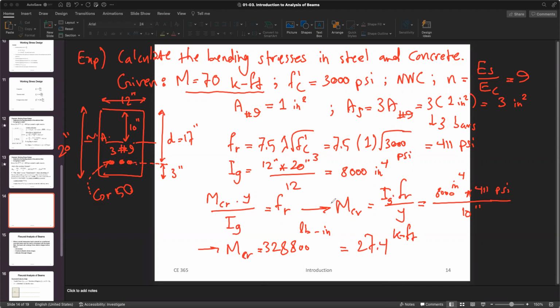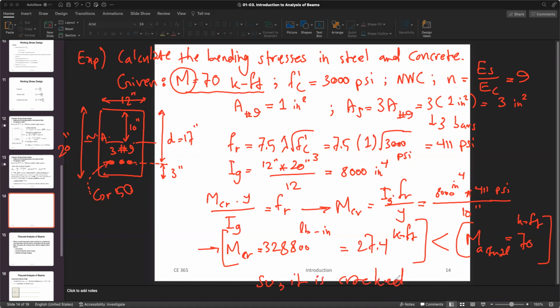So what is your actual moment here? 70. As you can see, your actual moment in the system, in your structure, is 70 kip-foot. All right. So what is your natural conclusion? Your cracking moment has been found to be less than your actual moment. Actual moment is much higher. It already passed this 27.4 a long time ago, right? So it is cracked for sure. It's going to crack. Okay. So it is cracked.